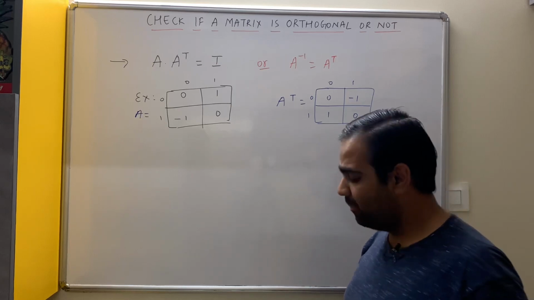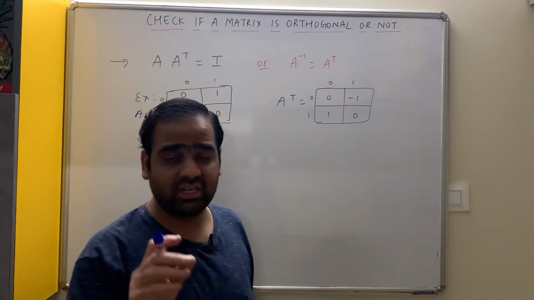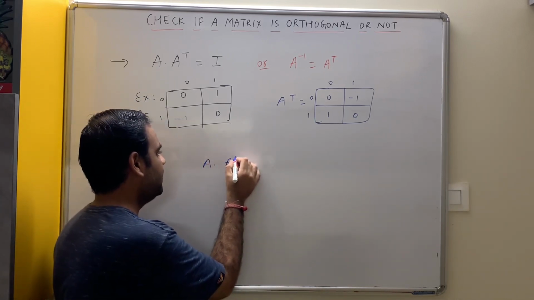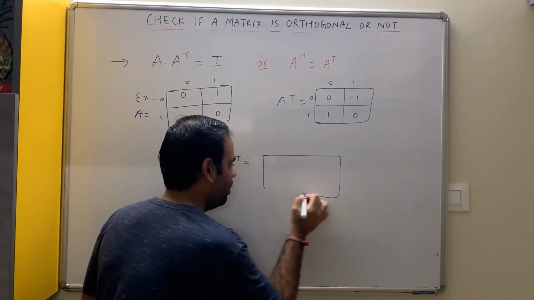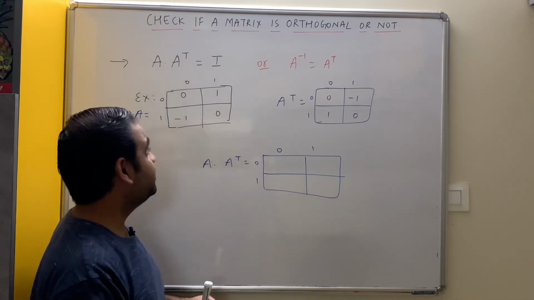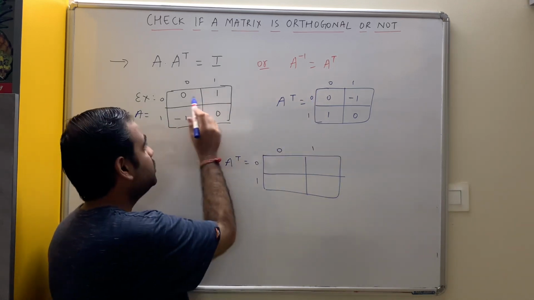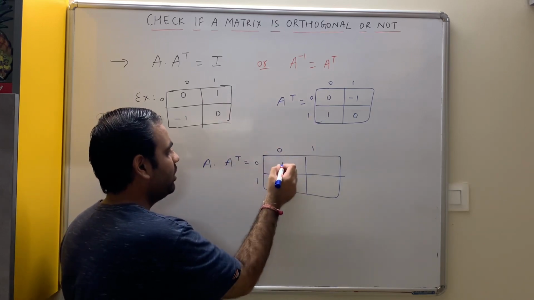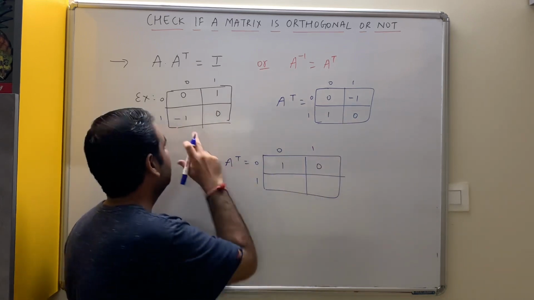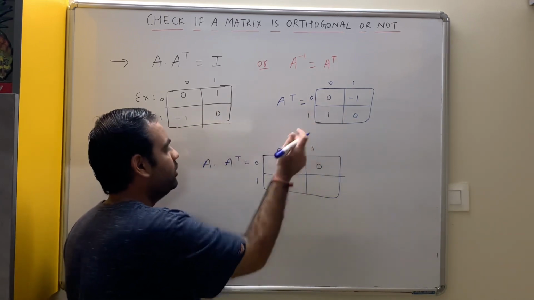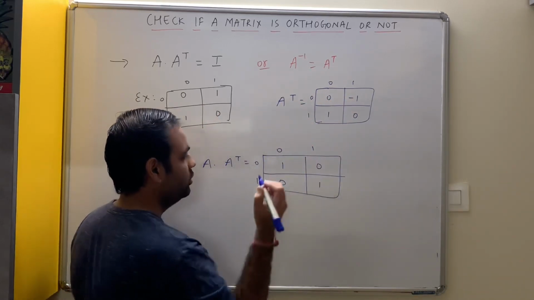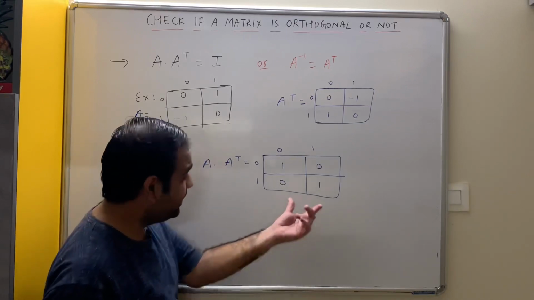Now we multiply A and A transpose and check if it gives the identity matrix or not. A multiplied by A transpose is 0 1, minus 1 0 times 0 1, minus 1 0. You take the first row and multiply with the first column. 0 into 0 is 0, 1 into 1 is 1. 0 into minus 1 is 0, 1 into 0 is 0. Minus 1 into 0 is 0, 0 into 1 is 0. Minus 1 into minus 1 is 1, 0 into 0 is 0. And we see that this is an identity matrix.